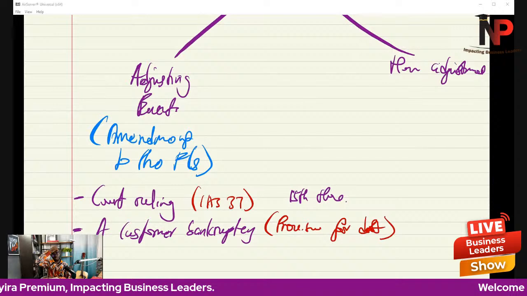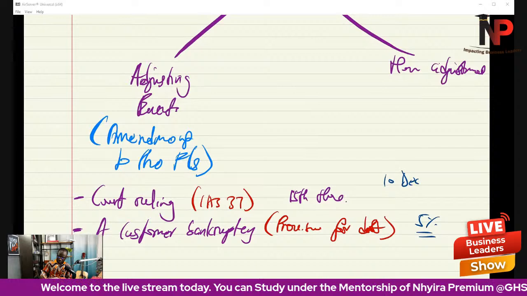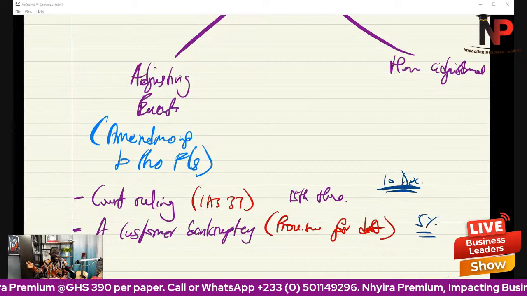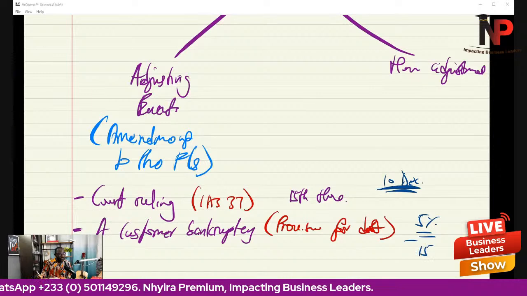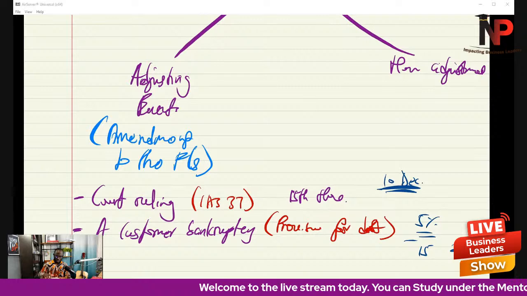So as at the end of the year, probably we did a provision for only 5%. But now, on 10th December, when we are preparing to chop Christmas, the customer filed for bankruptcy and says we can't get the money. So that means we may have to consider writing that debt off or increasing our provision from the 5% to probably 15% or maybe 20%. Again, that gives us evidence of something that was existing at the end of the year. Does that make sense? So that is adjusting events.